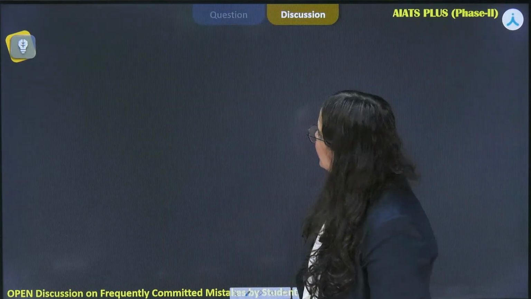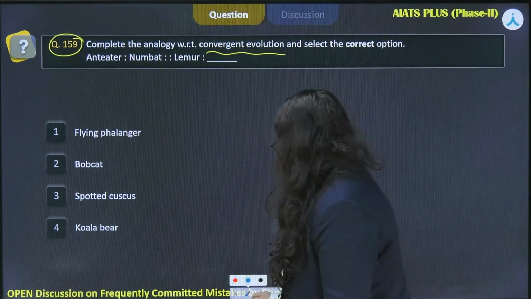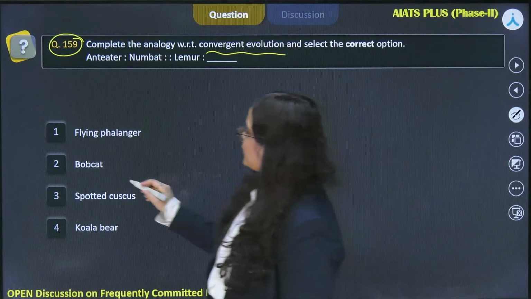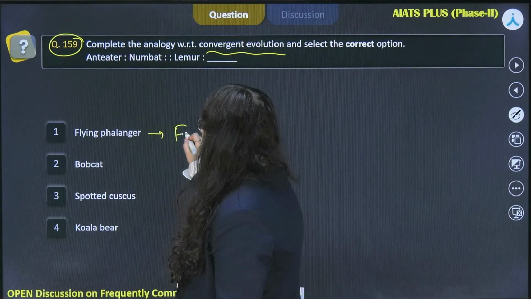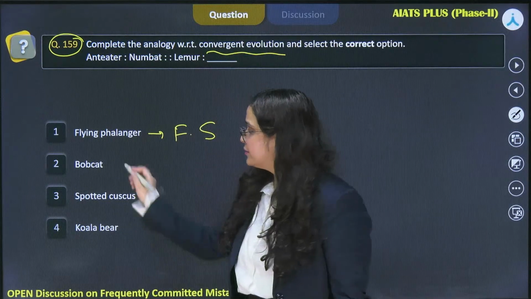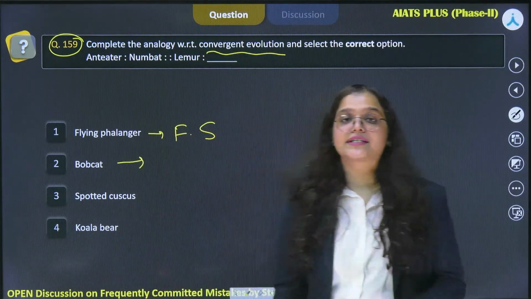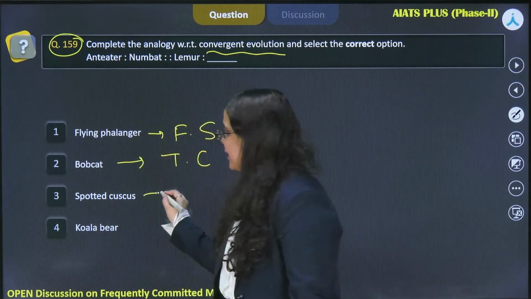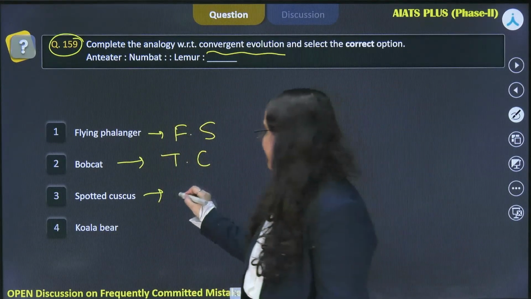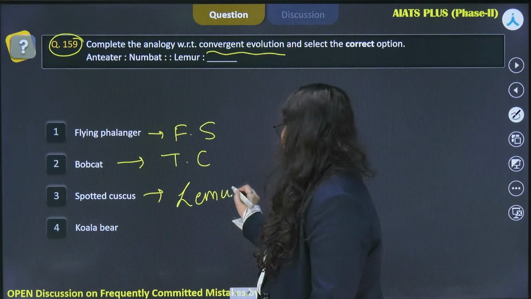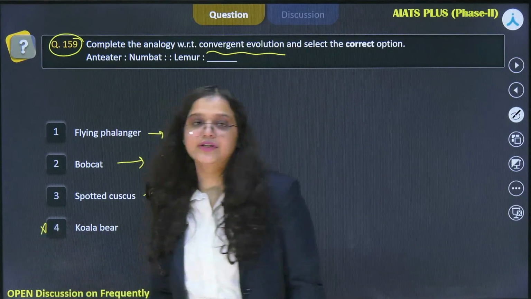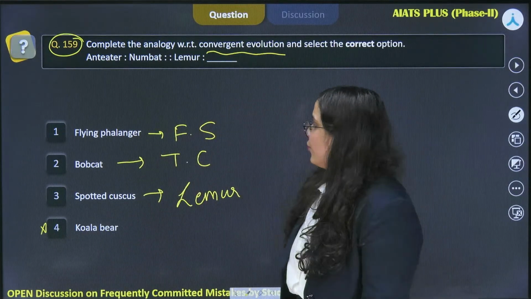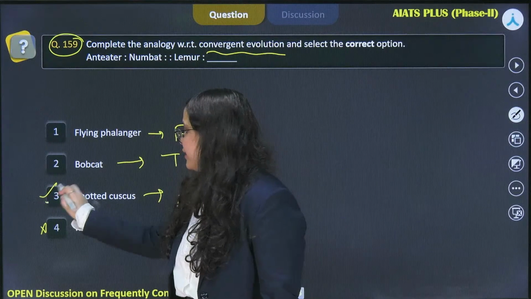We were supposed to find the organism which is showing convergent evolution. For flying phalanger, we have the flying squirrel. For bobcat, we have the Tasmanian cat. And for spotted cuscus, we have lemur. And koala bear is an irrelevant option as it is one of the marsupials itself. Therefore, the right answer will be spotted cuscus.